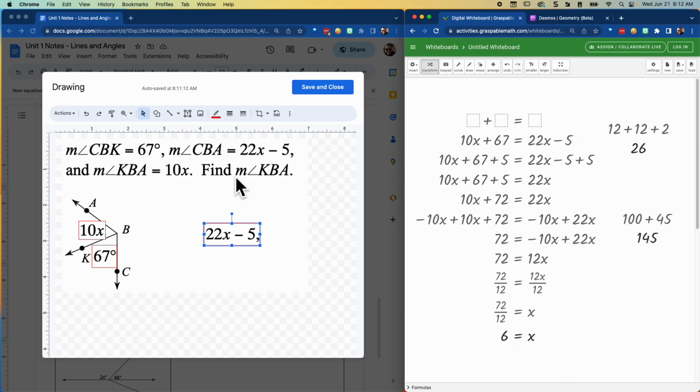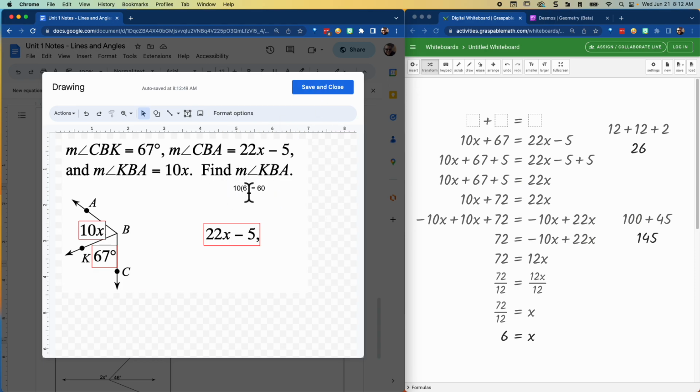So it wants us to find the measure of KBA. Now, KBA is 10x. So KBA is going to be 10 times x. And in this case, x happens to be 6. So that's 60.